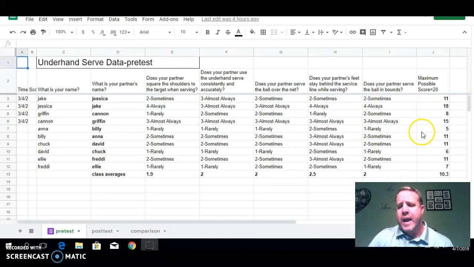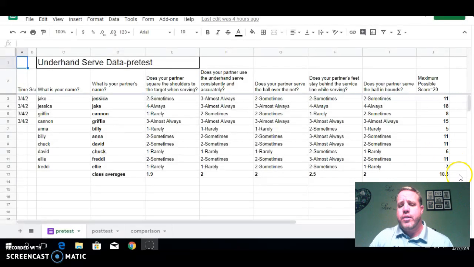The first one being, what was the average score for the skill for this class or group of students? If you look over here, that's their total score, and the class average is going to be 10.3 out of a possible 20. For the range on this assessment, I would put these total scores in order from greatest to least, and look at the difference between the greatest number, which is 18, and the lowest number, which is 5, to get a range of 13 on the pre-test.